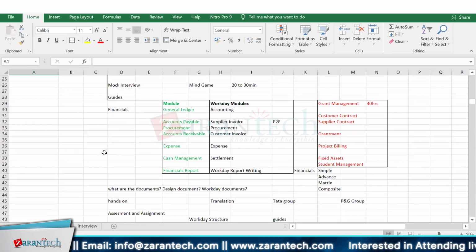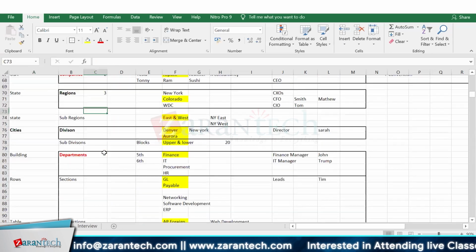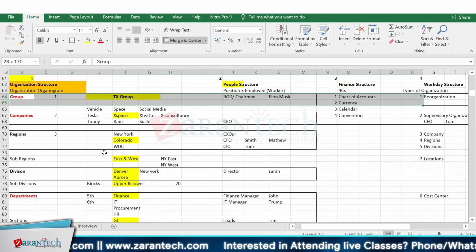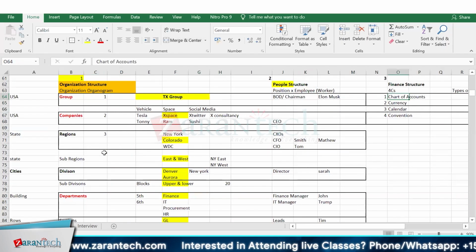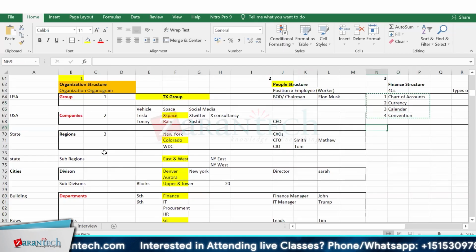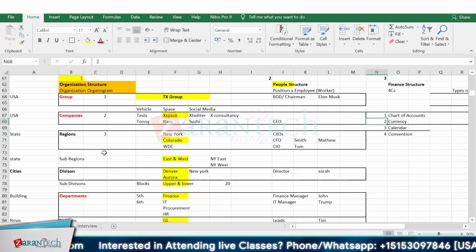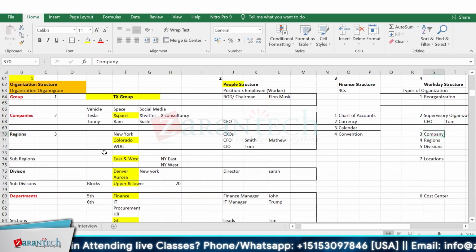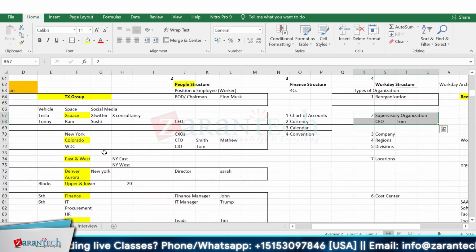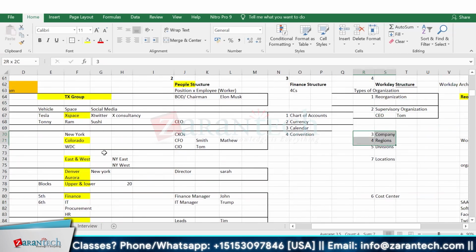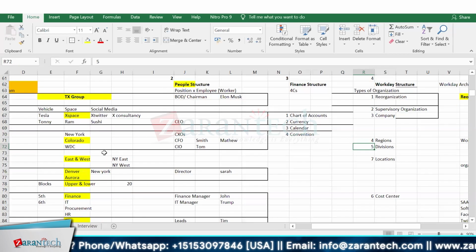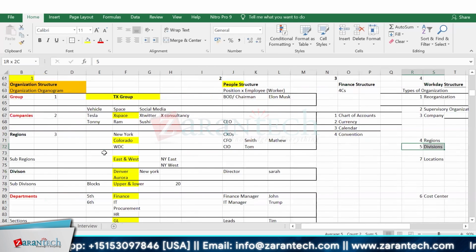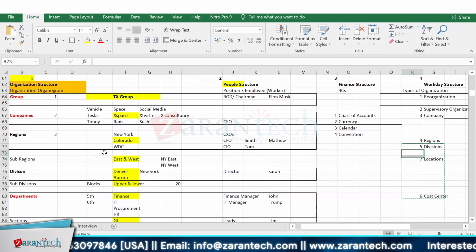So if I go up once again, just to clarify further. Here my organization structure is linked with the people structure and the financial structure. The financial structure, if I place it here, mapping this one, is related with companies. This is the proper way that we have it. And this financial structure is then linked with my company here. So supervisory organizations, if I take it upward, would be with the company. Regions, I defined with the regions already. And divisions, I have skipped, but you can define with the divisions.